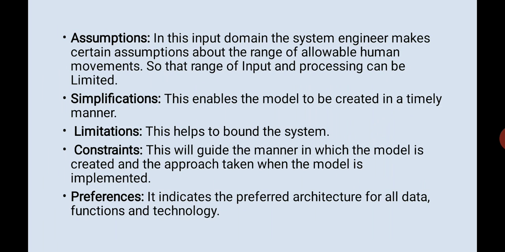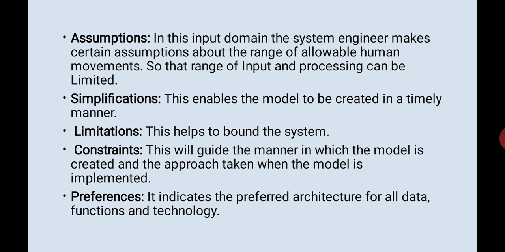Assumptions: in this input domain, the system engineer makes certain assumptions about the range of allowable human movements. That is, what will be the range that your system will operate in, right? So that range of input and processing can be limited. Simplification: this enables the model to be created in a timely manner. So a simplified process will always help you in saving your time. Limitation, like what are the bounds of your system.